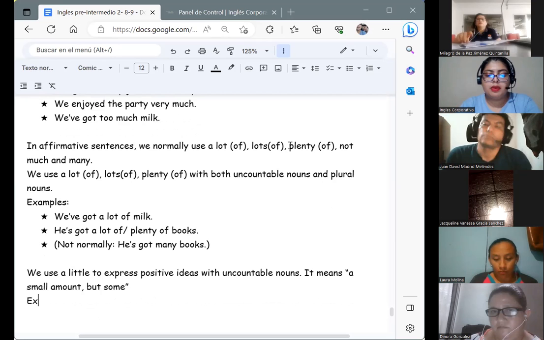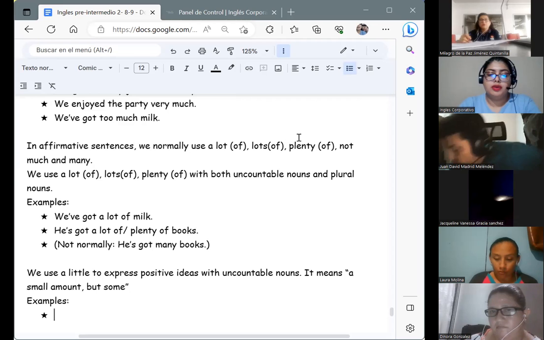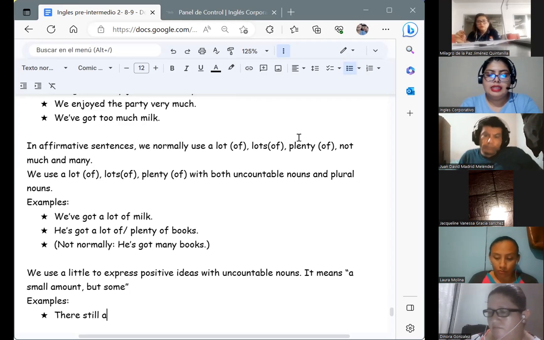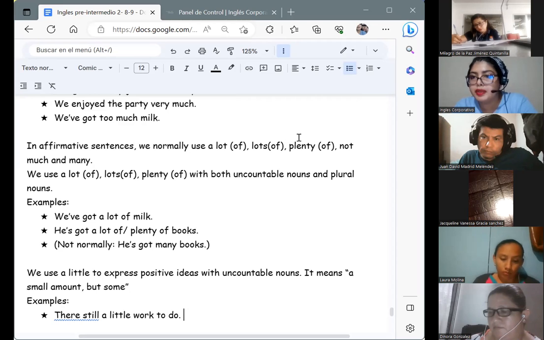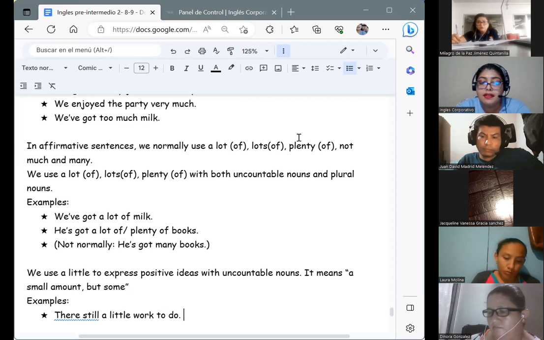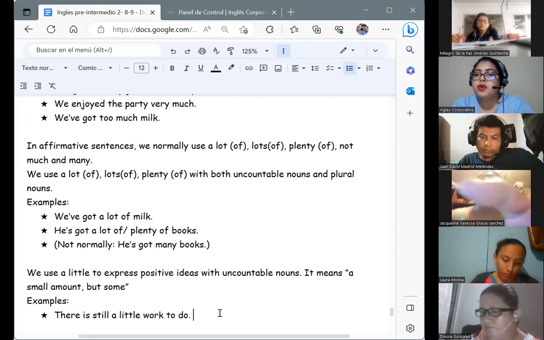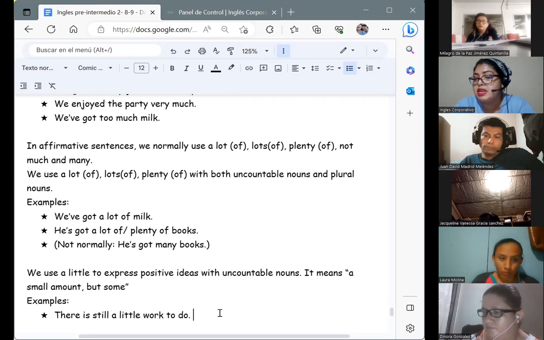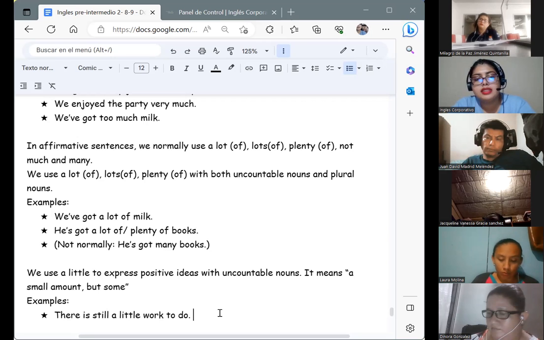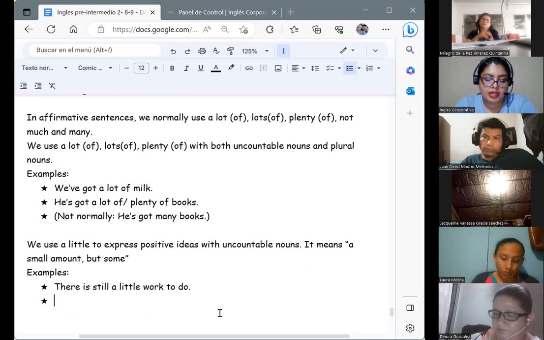So, in this case, we have the examples. And we have, there is still a little work to do. So in this case, it's when you have completed almost all the work that you have. And in this case, you have a couple of activities that you need to perform, but it is not too much. So you can complete these activities in a couple of minutes, in an hour or something like that, but it is not like zero. So you need to do some work also, but it is not like a big deal.